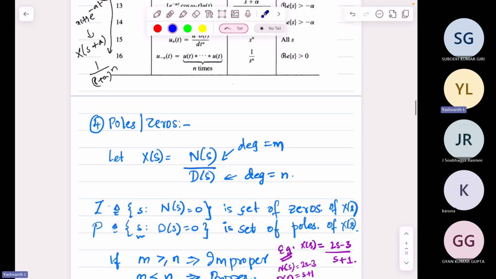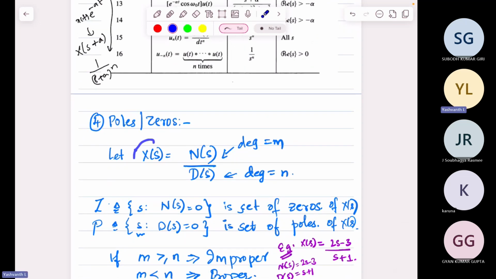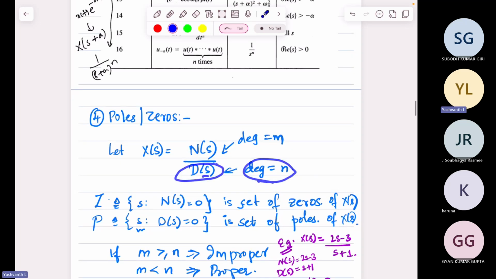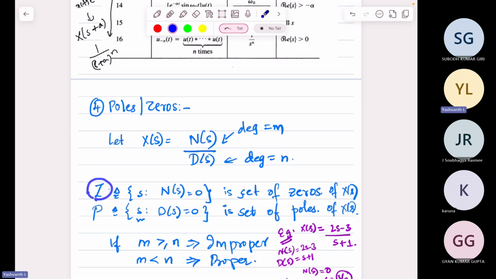Okay, now the concept of poles and zeros. Let's say the Laplace transform is expressed as a fraction, where the numerator is some function of the Laplace variable s, and the denominator is some other function of s. Now let's say the numerator is a polynomial in s with degree m, and the denominator is another polynomial in s with degree n. Then the zeros of this Laplace transform are defined as the set of all values of s where the numerator goes to 0. This set is called the set of all zeros of the Laplace transform X of s.